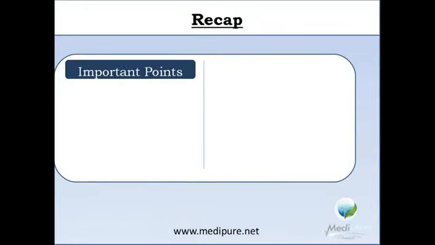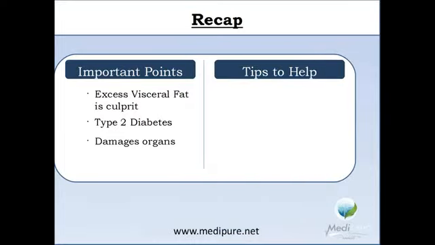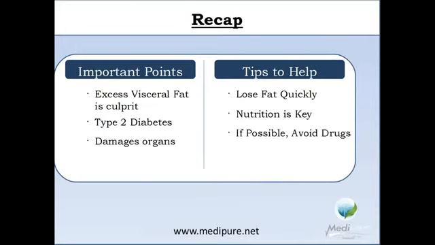So to recap here, some important points to remember is that excess visceral fat is a culprit. And the reason why is because it can help lead to type 2 diabetes and then damage the organs. So there's a lot of secondary effects that occur because of having excess visceral fat in the body. Some tips to help include losing fat quickly, but make sure you do it the right way. Nutrition is key. If possible, avoid drugs. Learn to manage your stress wisely. And then lastly, become more active.